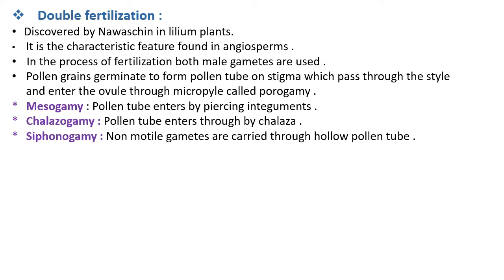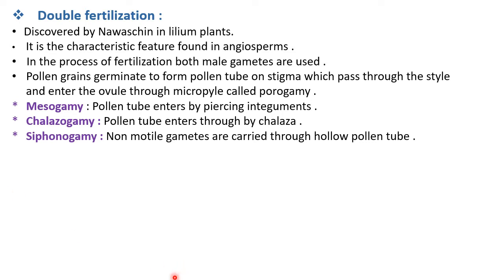The pollen grains, after pollination, are deposited on the surface of the stigma. The pollen grains absorb sugary substance for their germination secreted by the surface of the stigma. The pollen grains on germination form a pollen tube on the stigma which passes through the style and enters the ovule mostly through the micropyle.